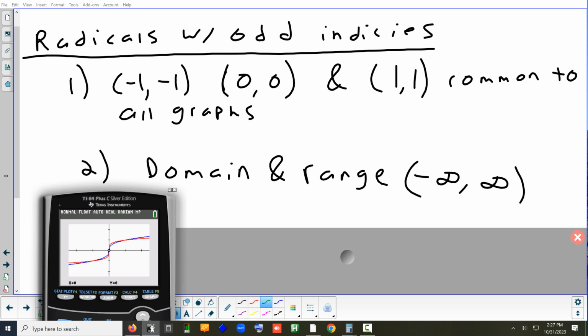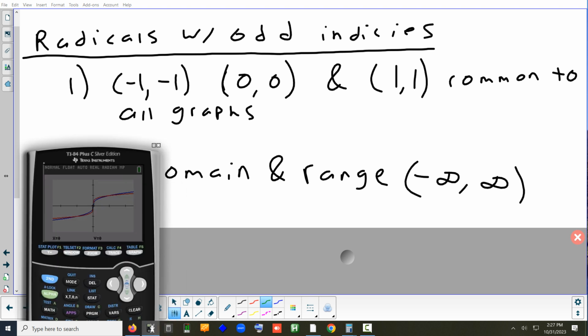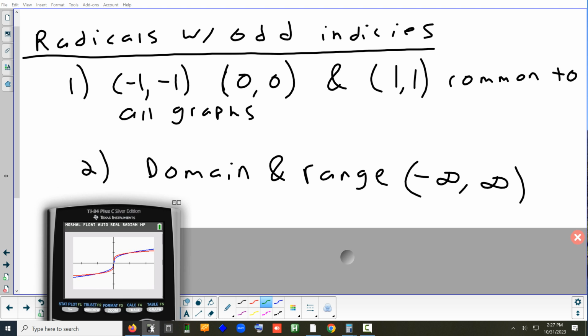So what that means is if you're dealing with a cube root, you can take the cube root of any number you want. Positive, negative, doesn't matter. Even roots, that's not true. If you try to do negatives, you're going to get imaginary answers. That won't happen with odd roots. Any questions on how those graphs share those 3 points, or why the domain and range is all real numbers?